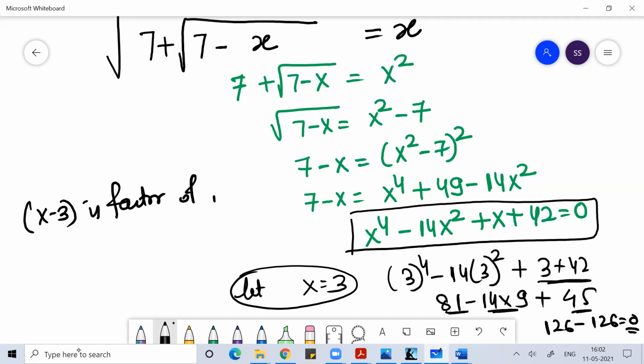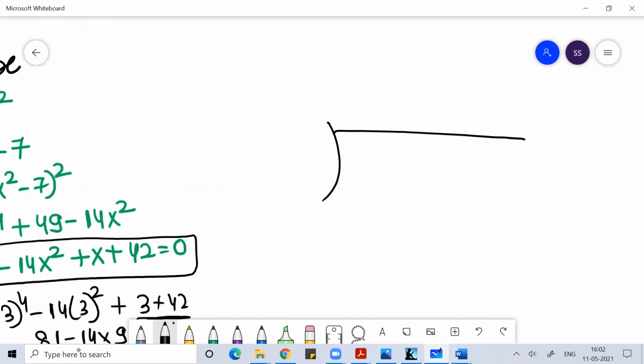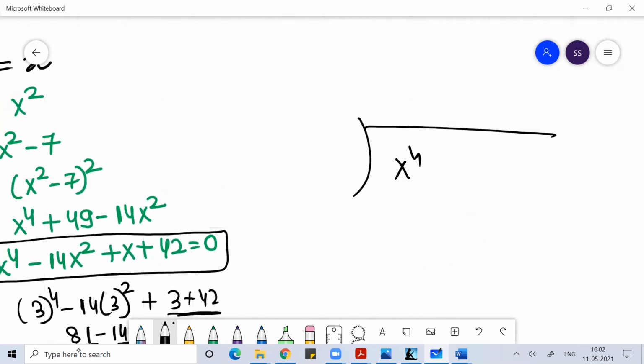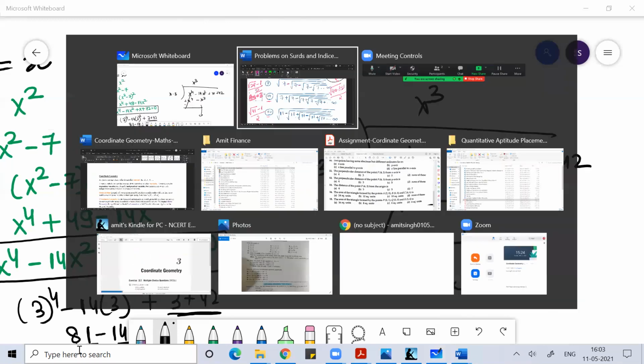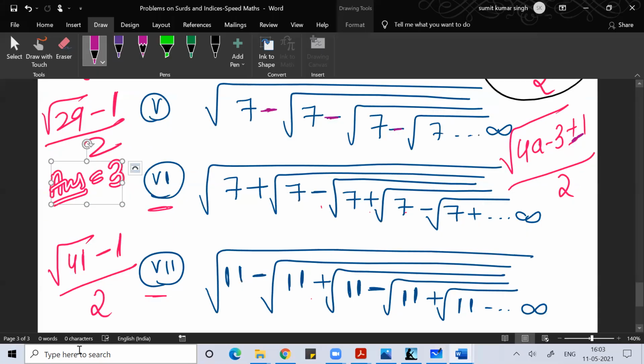It is a factor of f(x). Suppose this is equal to f(x). Then x to the power 4 minus 14 x squared plus x plus 42, divided by x minus 3. You do all this, then minus 14 x square, minus 14 x cube. You know this, right? That way you can find the other roots, and if you get a quadratic equation, then you have a formula. But beyond quadratic equations, there is no formula to solve biquadratic or any polynomial equation.